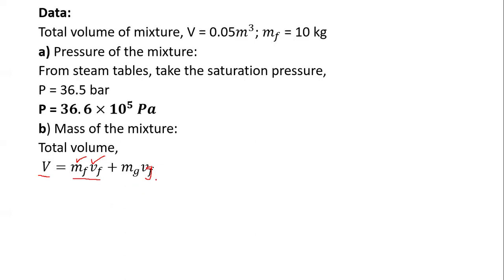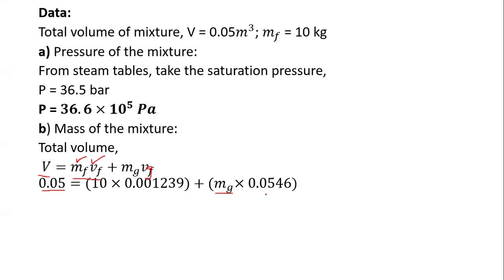Because here you're multiplying by the mass present. And true to that, this is our total. The mass of the liquid present is 10 kg. Specific volume of this same liquid is 0.001239, multiplied by, or rather plus, mass of the gas, which we don't know, times the specific volume of the gas, which was given as 0.0546. Our target is this for now.